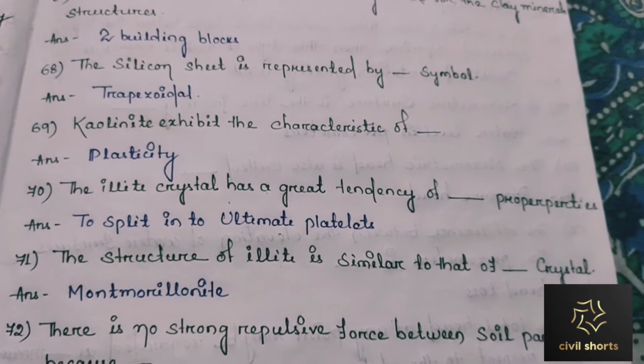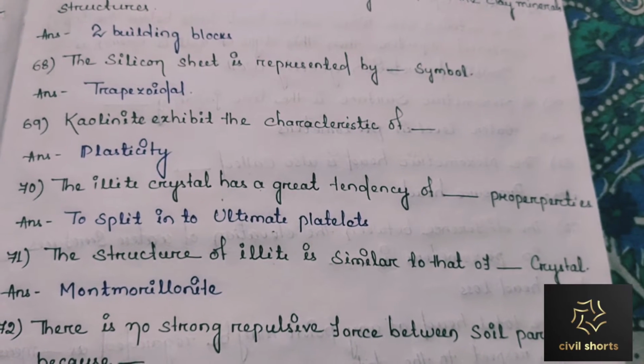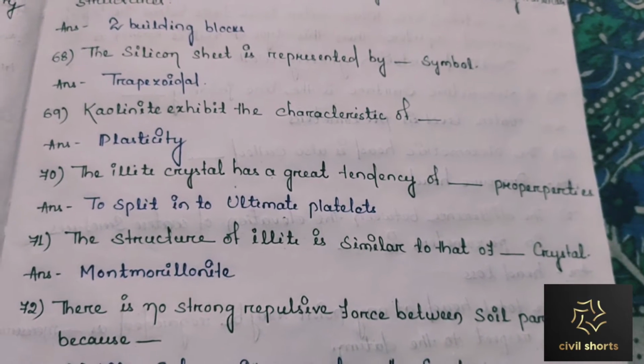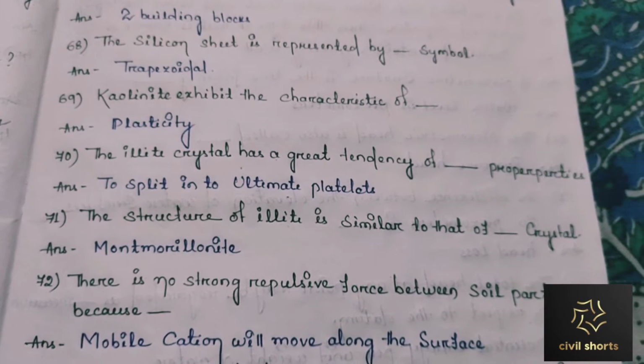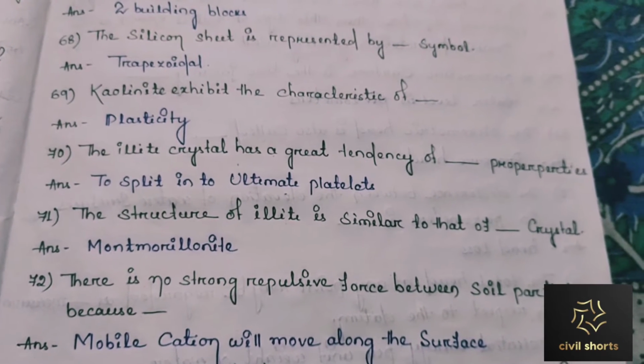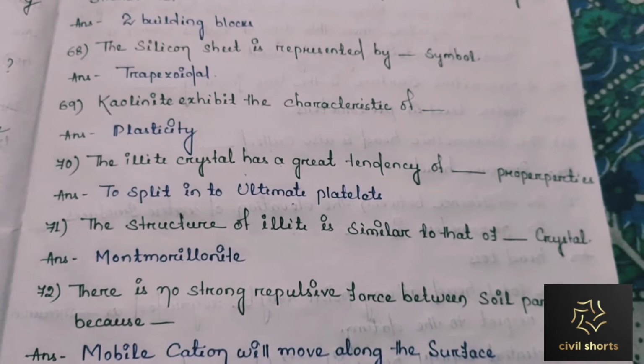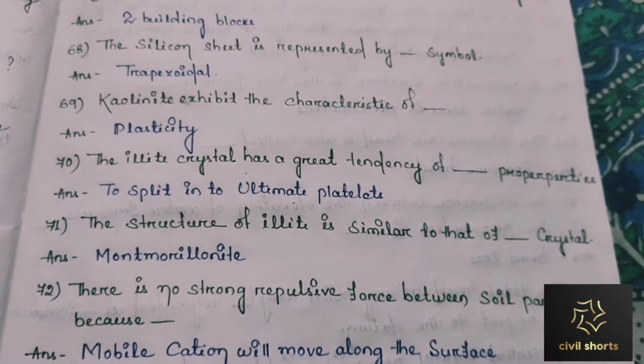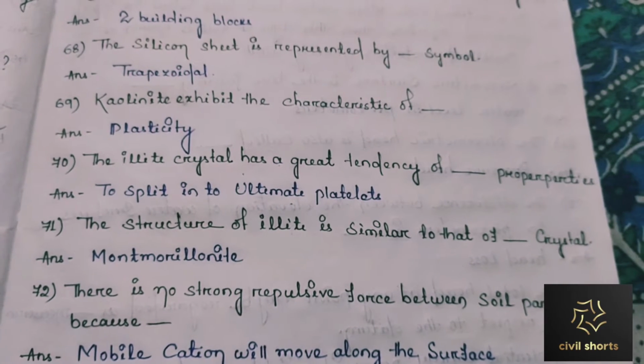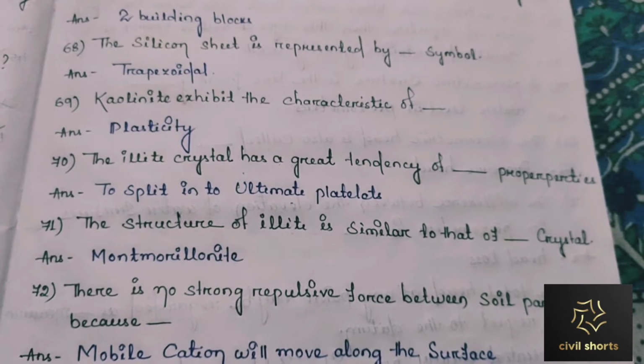Then question number 72. There is no strong repulsive force between soil particles because of dash. The answer is mobile cations will move along the surface. The mobile cations will move along the particle surface to a position which is balanced by the particle charge there. Therefore, repulsive force doesn't exist.